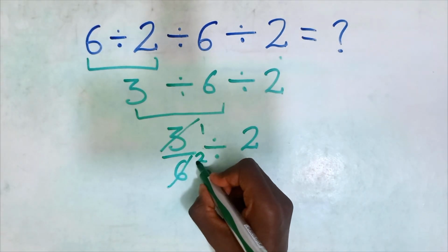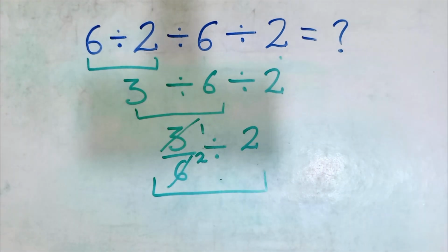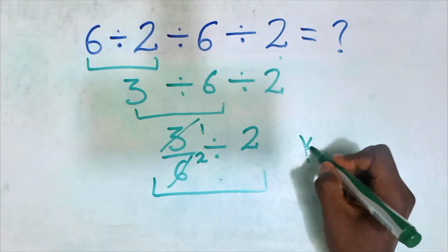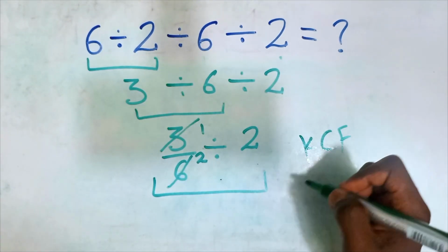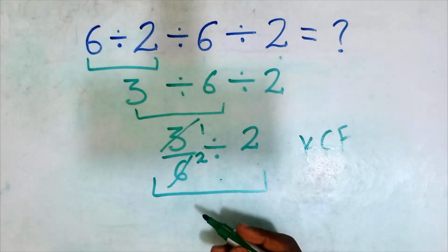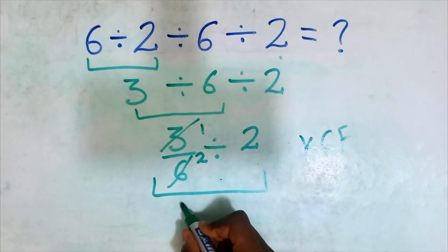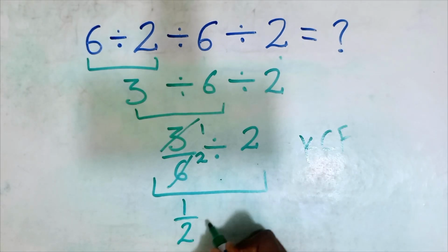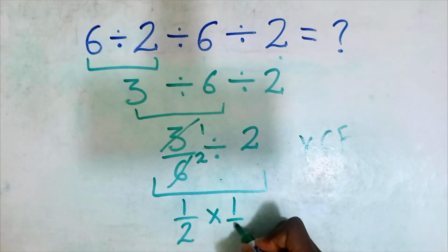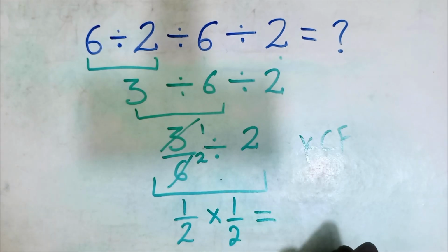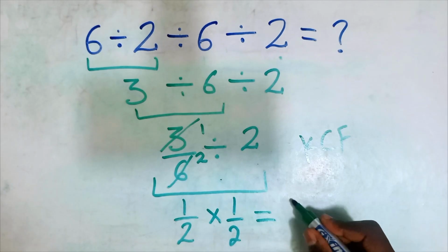According to the KCF rule, K stands for keep, C stands for change, and F stands for flip. We can write: keep the first fraction, change division to multiplication, and flip the second fraction. So 1 over 2 times 1 over 2, which equals 1 times 1, gives us 1.